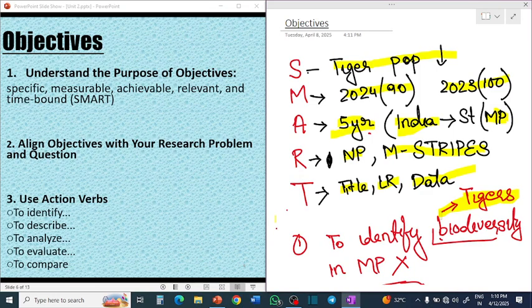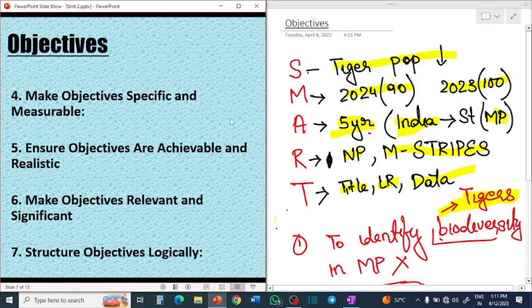The third point is you have to use action verbs. Action verbs are what? You have to use to identify, to describe, to analyze, to evaluate. So you have to use verbs which say that you are taking some action. Like you can say, to identify the reason for the decreasing tigers' population in Madhya Pradesh, to describe the criteria of the biodiversity in Madhya Pradesh jungles. So always use action verbs in the objectives.